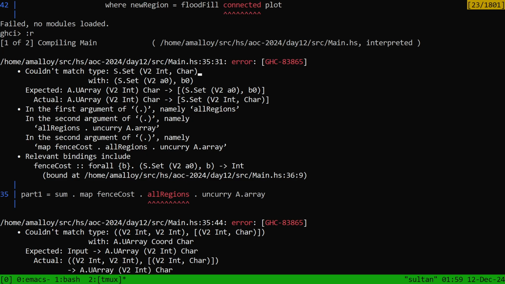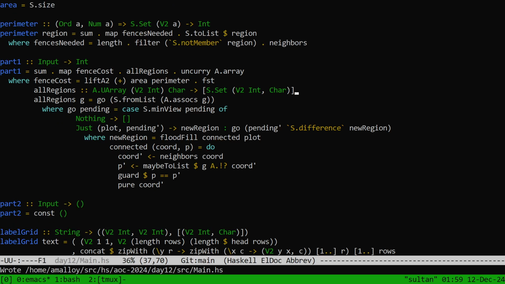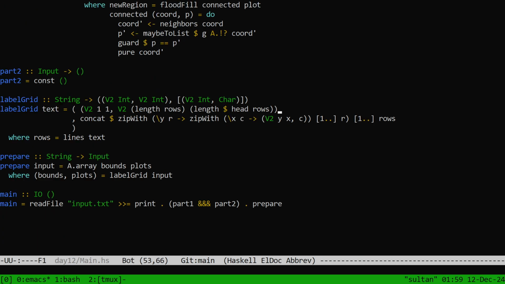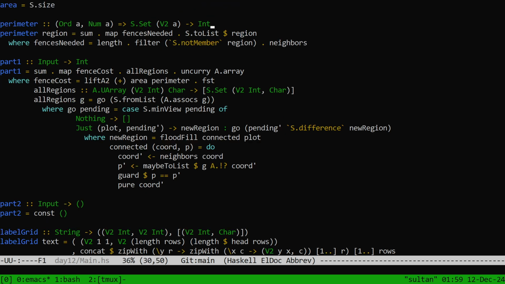Here you expected a set of pairs, and instead you have a pair of a set and something. What is the type of array again? Takes the bounds and a list of pairs. And is that not what we have from labelGrid? These are the bounds. This is the list of pairs. That makes sense.